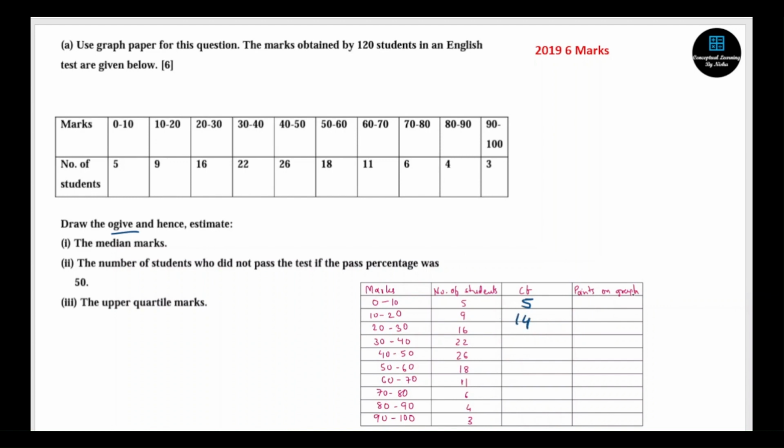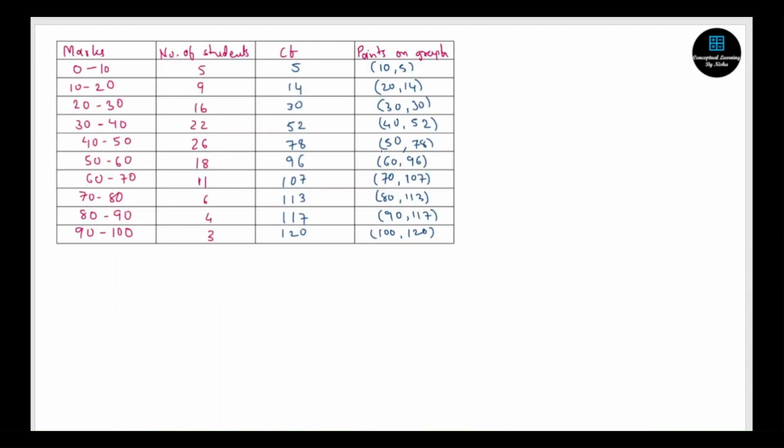Now the points on the graph, what does it mean? We have to take the upper value. Remember that. So 10, 5 is my first point. Then 20, 14, so this is the second point which we have to show, and so on. If I quickly complete the table, we'll get these values. So we have all the values of CF and the points which we have to show on the graph.